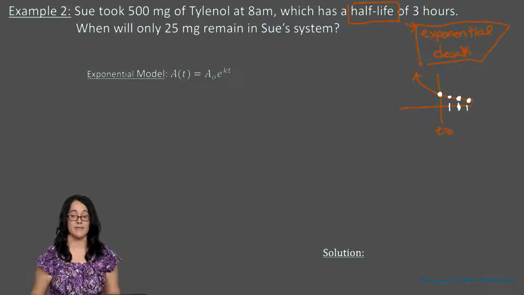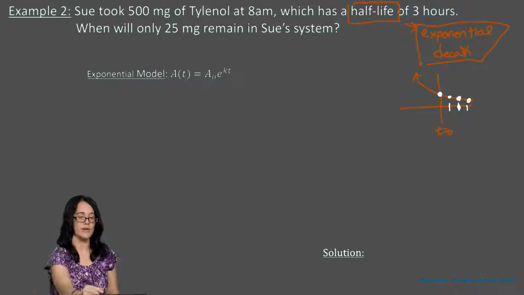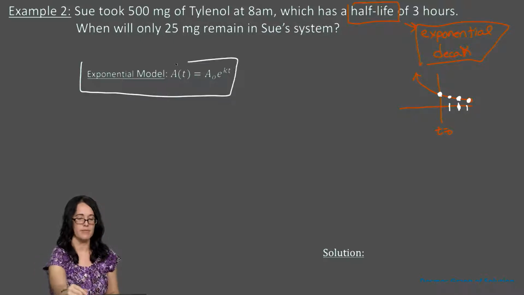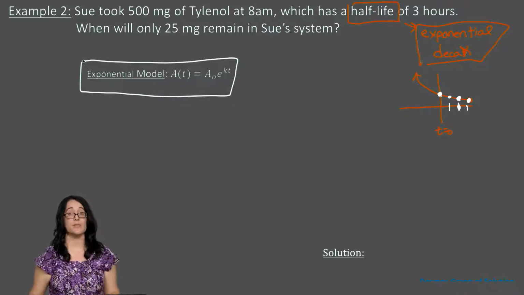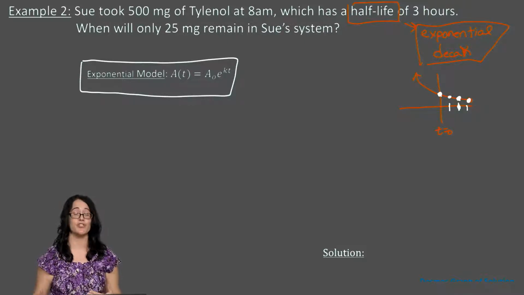Now, it's given us the half-life, so that's important, but let's remember what an exponential model would look like, right? We had it on our last slide. In general, if it's not a financial application, we're going to use as our exponential model the amount depending on time t equals a sub 0, the initial amount, times e to the kt. So in this situation, let's see what we know so far. Well, we know how much she took initially, right? We know that she started with 500 milligrams at 8 a.m.